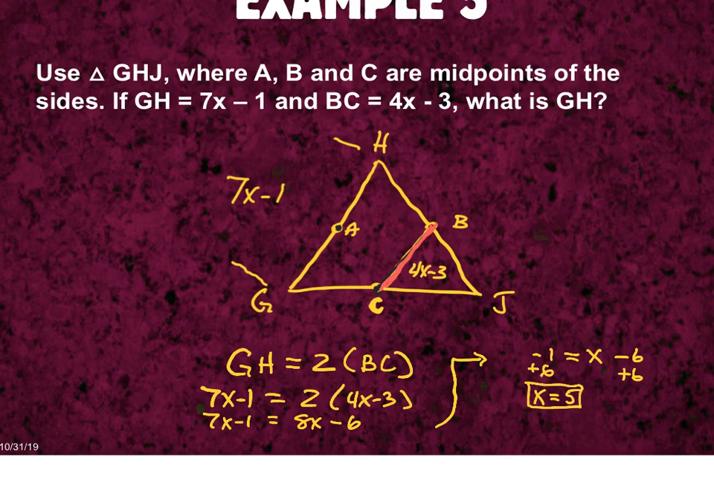This is a place where people often leave their answers, but it would be incorrect because it asked me what is GH. So they want to know how long GH is, meaning I need to take that 5 and plug it back in right over here. 7 times 5 minus 1 is 35 minus 1. This is 34 units long. And that's it.